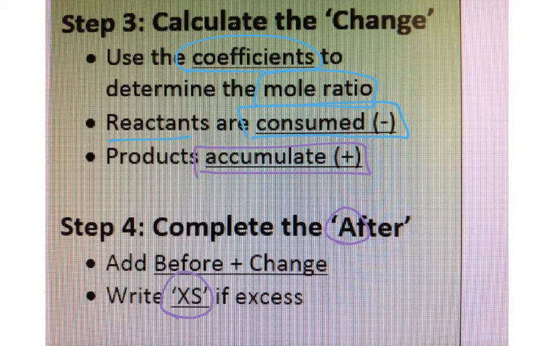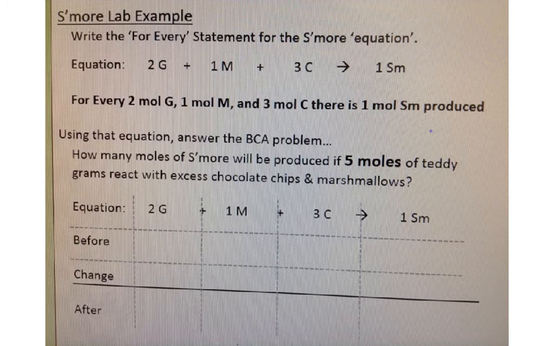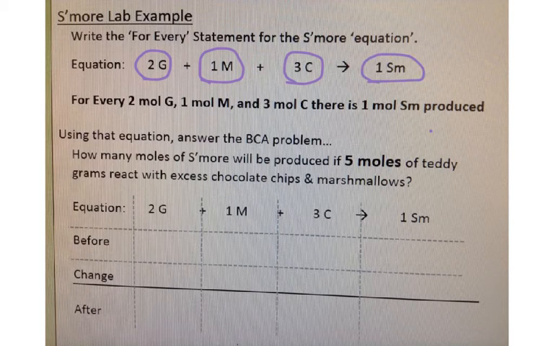I think it's easier to follow these steps once you actually have an equation. For the s'mores lab that we did, or didn't do in class, if you were making a s'more, you have 2 graham crackers for every 1 marshmallow and 3 chocolate bars, and together they make 1 s'more. So for every 2 moles of graham crackers, 1 mole of marshmallow, and 3 moles of chocolate, there is 1 mole of s'more produced.